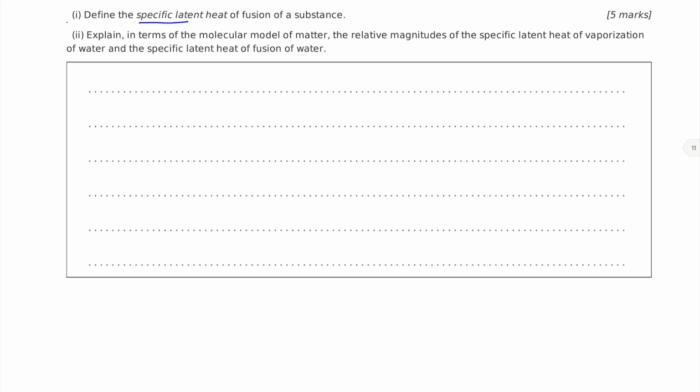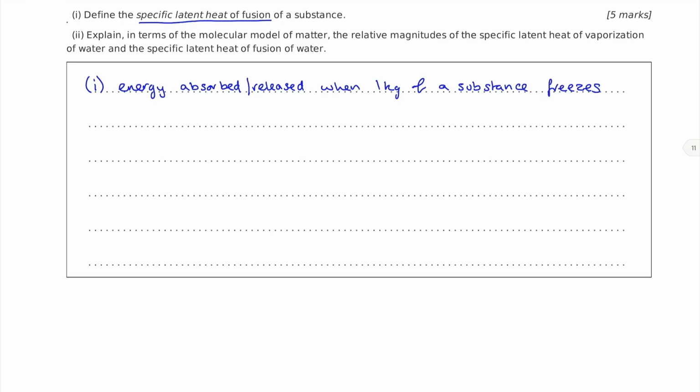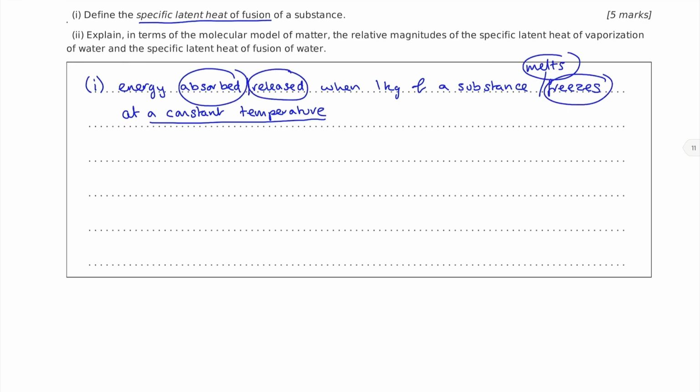1. Define the specific latent heat of fusion of a substance. Okay, so let's write that down here. The specific latent heat of fusion is equal to the energy absorbed or released, depends on what direction we're going in, when 1 kilogram of a substance freezes at a constant temperature. It's really important to say at a constant temperature. That is part of the definition. And you could have put freezes or melts. And what that does is it accounts for this idea as well.